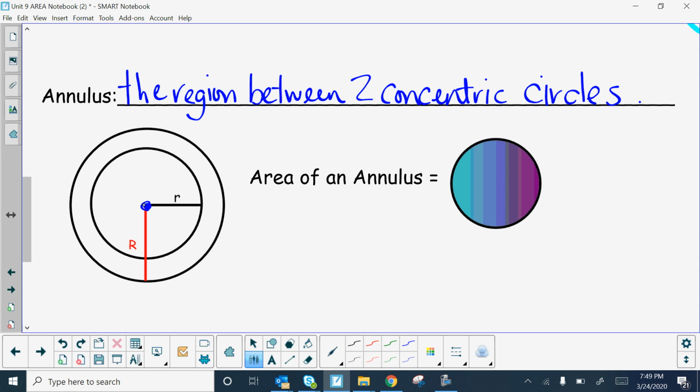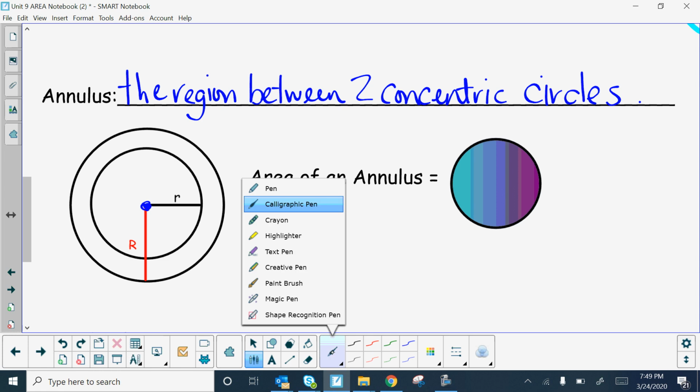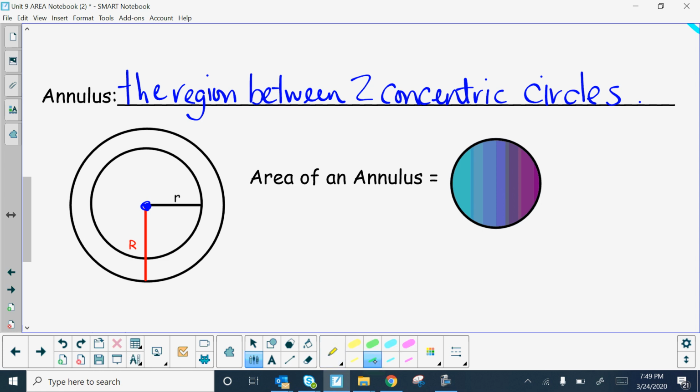Okay, now it's the region between the 2 of them. So I'm going to get my highlighter. I'm going to highlight the region in between. So that's all of this part right here. So it ends up looking pretty much kind of like a donut, okay, or a tire of some sort, okay? So that area that's shaded in green is what you call an annulus.